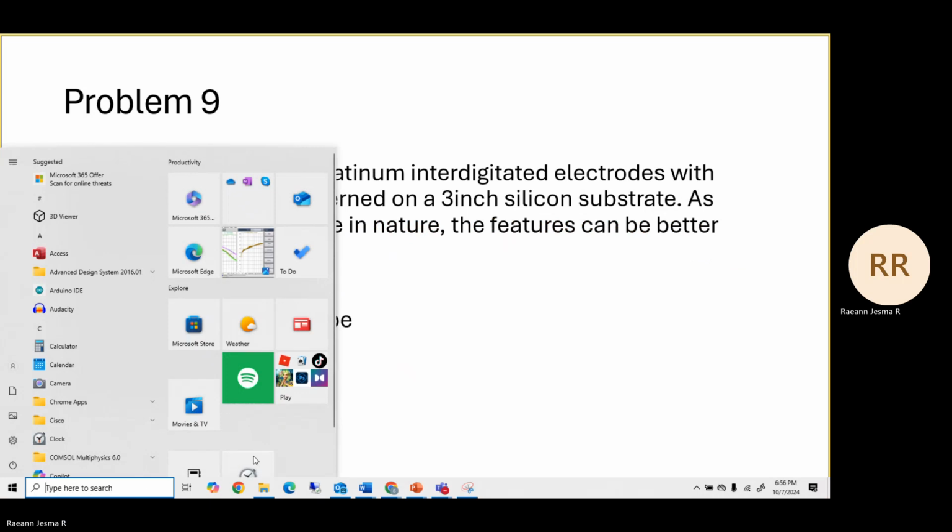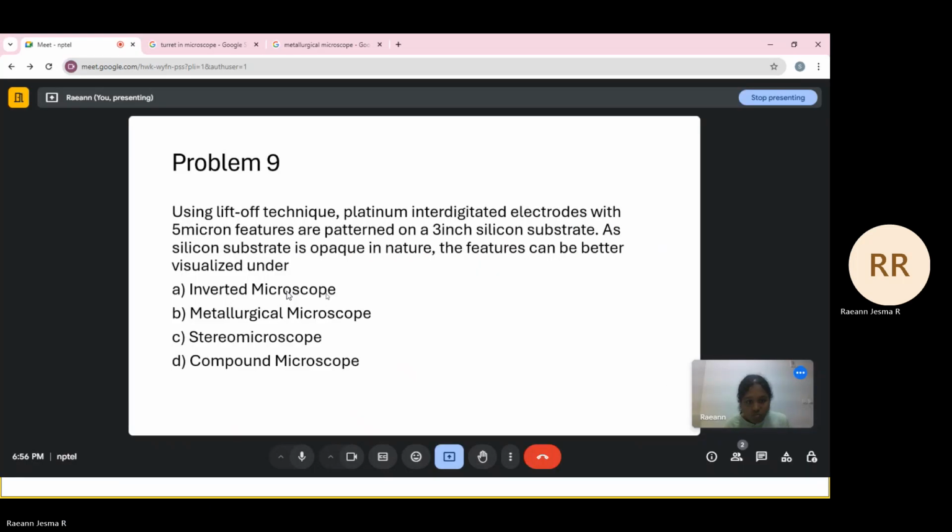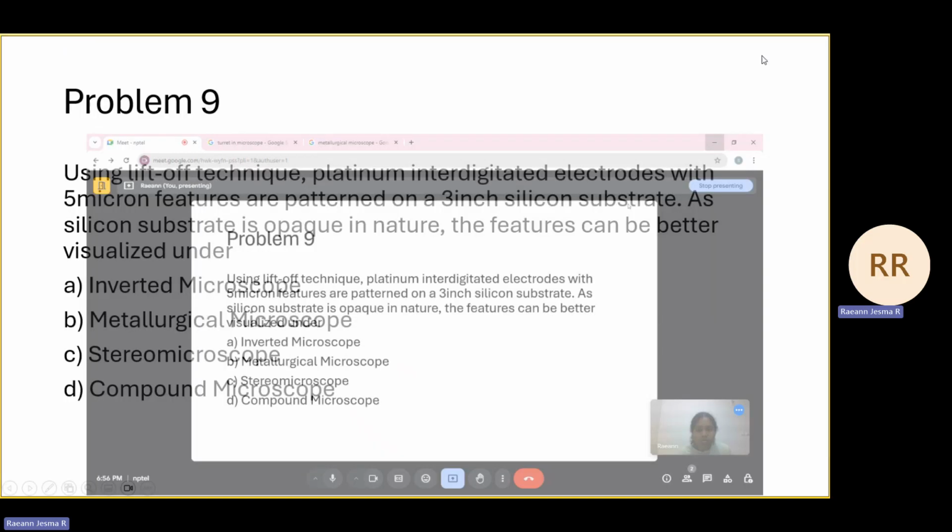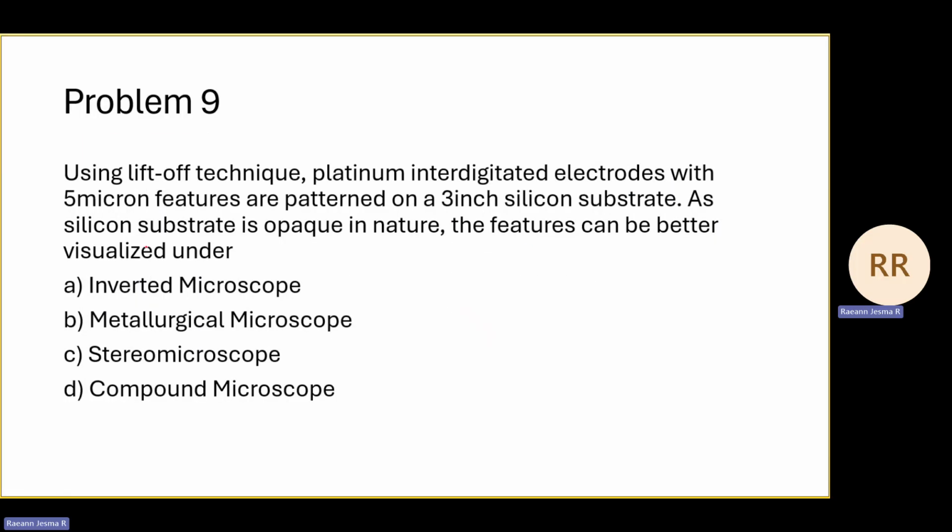Problem 9. Using the lift-off technique, platinum interdigitated electrodes with 5 micron features are patterned on a 3-inch silicon substrate. As the silicon substrate is opaque in nature, the features can be better visualized under option A, inverted microscope, option B, metallurgical microscope, option C, stereo microscope, option D, compound microscope. Which microscope will provide us the better visualization? And one important thing mentioned here is that the substrate is opaque in nature. So which microscope do you think is better suited for this function?